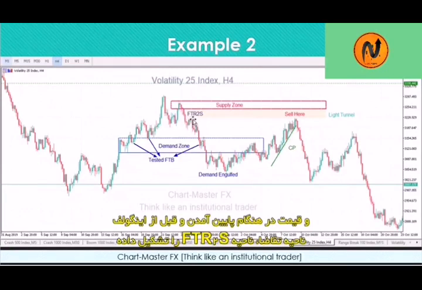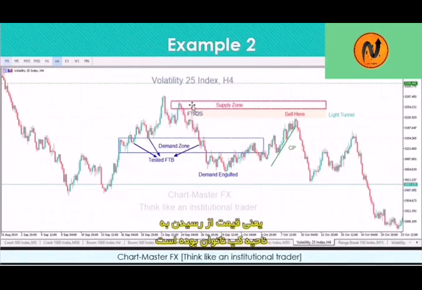So as the price failed to come back to the cap area of the supply zone, we can see, guys, that a light tunnel was created here. Once we have a failure to return to supply, that's when you can draw your light tunnel. Once you have your light tunnel here, then you wait for the price to engulf the demand.